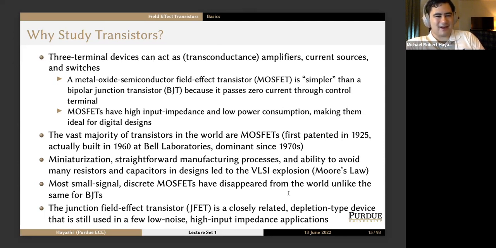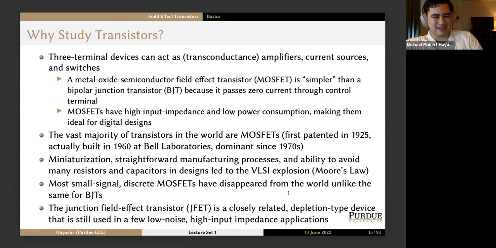MOSFETs have a high input impedance and low power consumption, making them ideal for digital designs. Hopefully that causes all of the compies to perk up when I say the word digital. That's kind of the Pavlovian response I'm going for. So the vast majority of transistors in the world are MOSFETs. If you were to survey all the transistors in the world, like 95%, if not 99.5% of them would be MOSFETs.